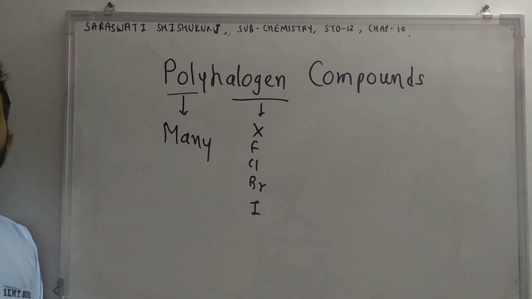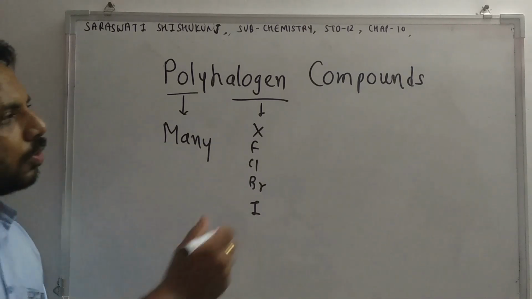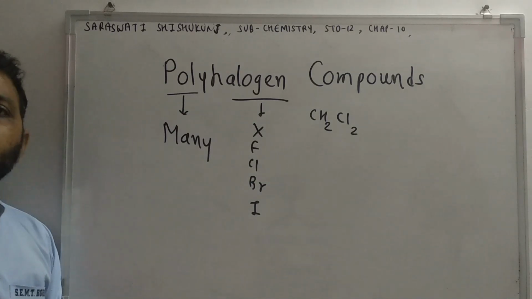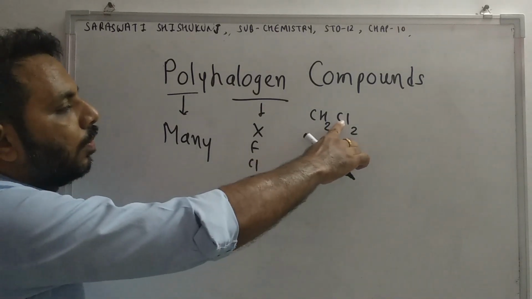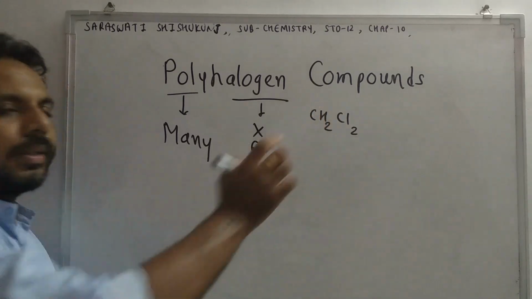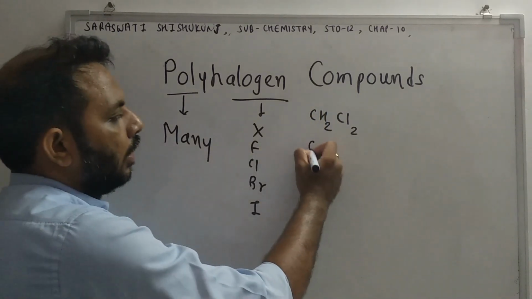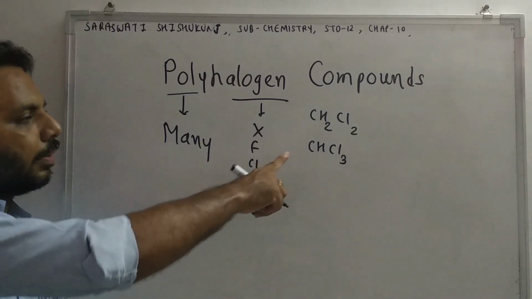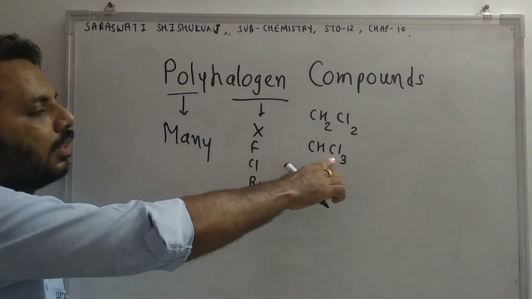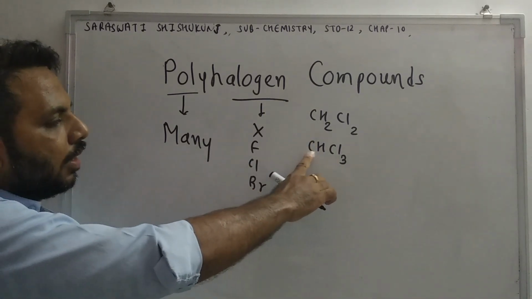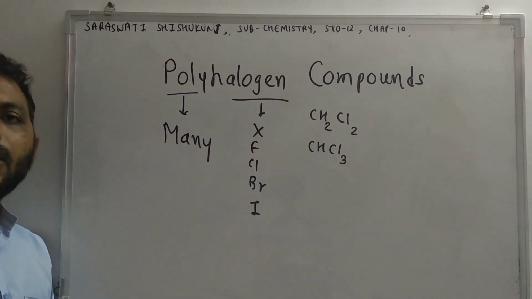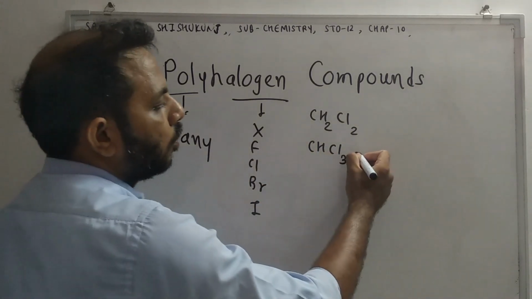Okay. So which are the polyhalogen compounds that we are going to study in chapter 10? So first is CH2Cl2. CH2Cl2 is dichloro, two chlorines are there, that is dichloromethane. Then the second compound is CHCl3, that is trichloromethane. This is dichloromethane, this is trichloromethane. One carbon is there, three chlorine atoms are there, so that is trichloromethane. And the common name is chloroform. So this is chloroform.